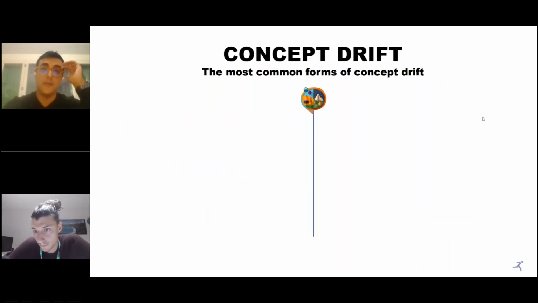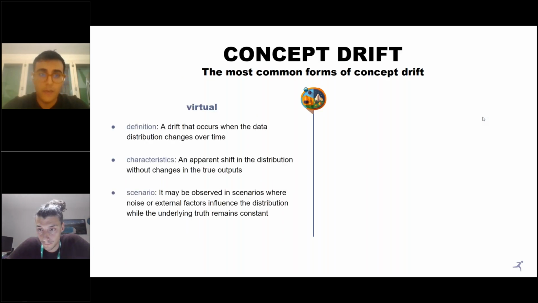So what are the most common forms of concept drift that we are aware of? We have virtual concept drift and real concept drift, which we'll see in a second. So what is virtual concept drift? It's a drift that occurs when the data distribution changes over time, and it is an apparent shift in distribution which actually does not change the true outputs.